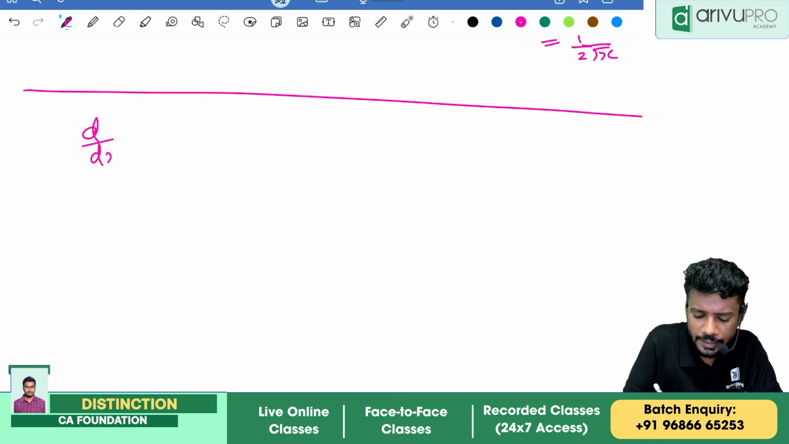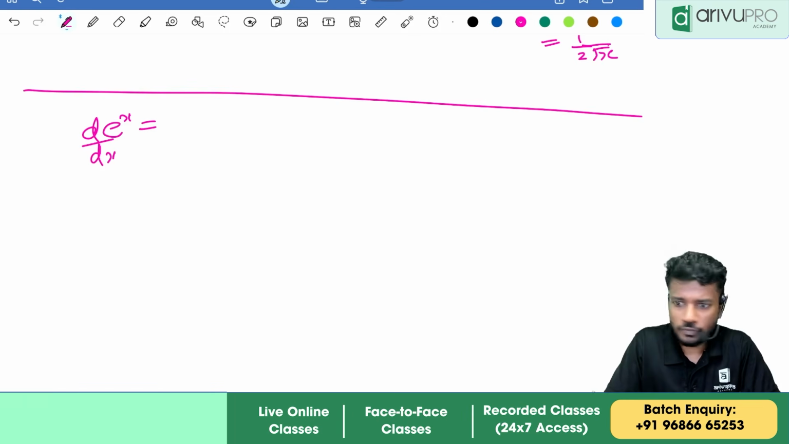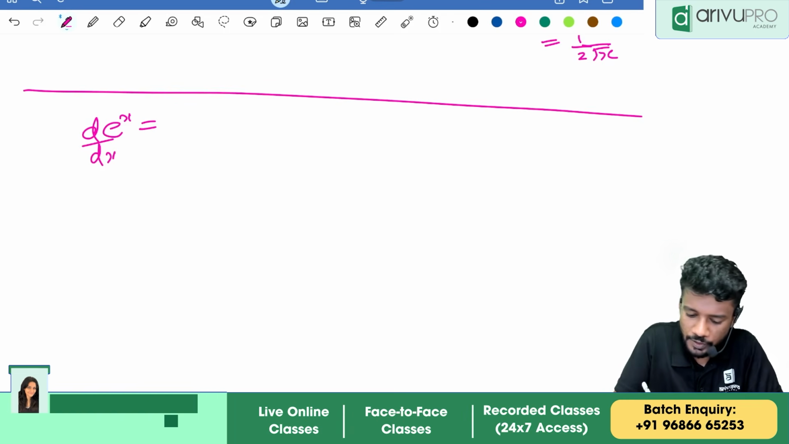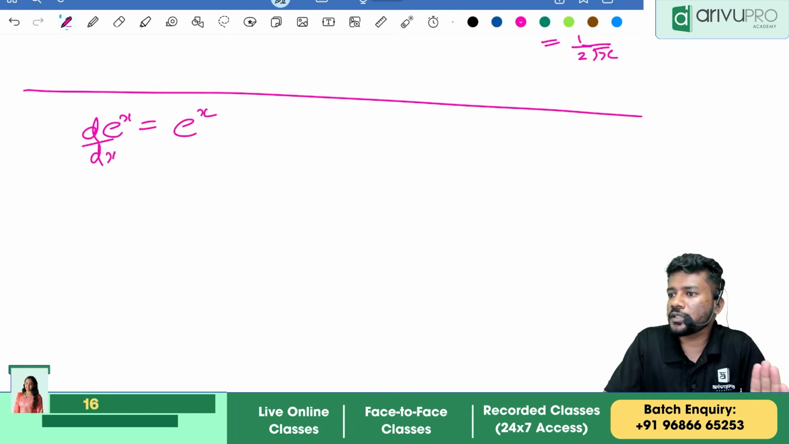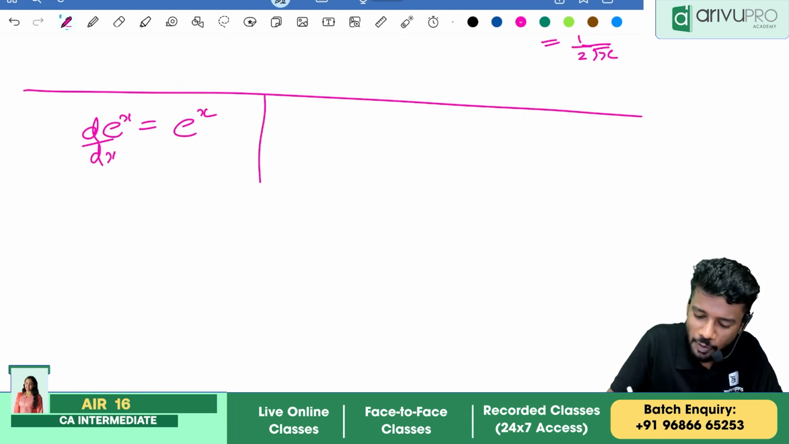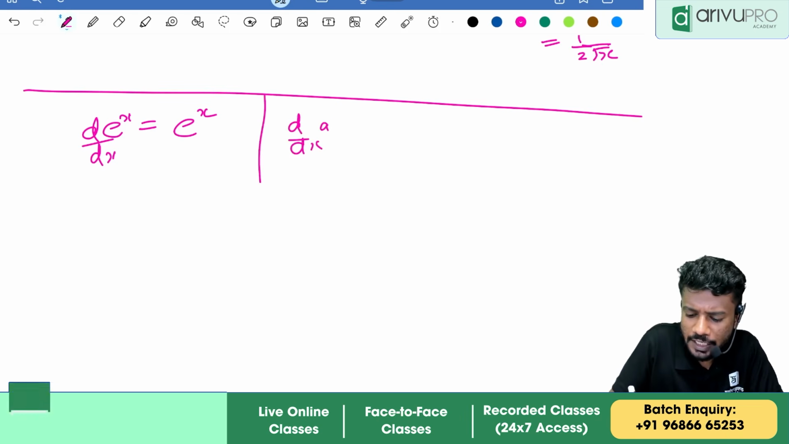What is d by dx of e raised to x? e raised to x. Yes. e raised to x is our Gandhi. Not the Rahul Gandhi, our Gandhi. Even if we take the derivative, it will be the same itself. Yes. Got the logic? d by dx of e raised to x is what? e raised to x. Then, what is d by dx of a raised to x?